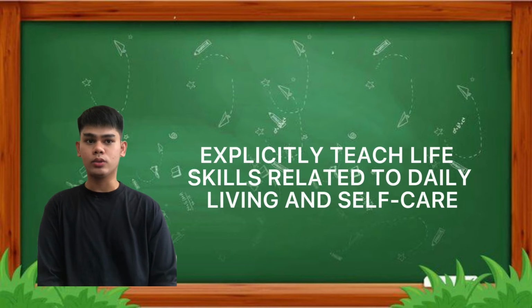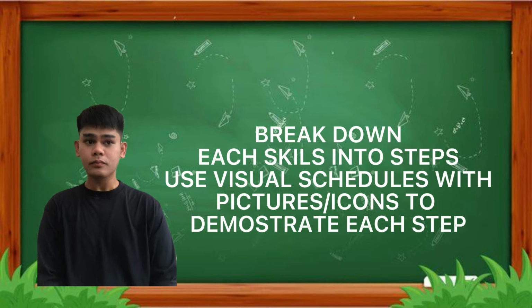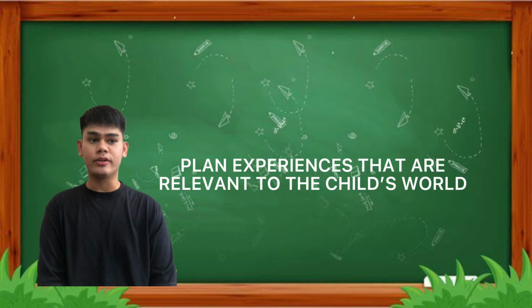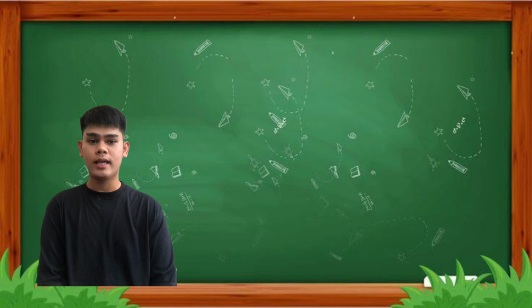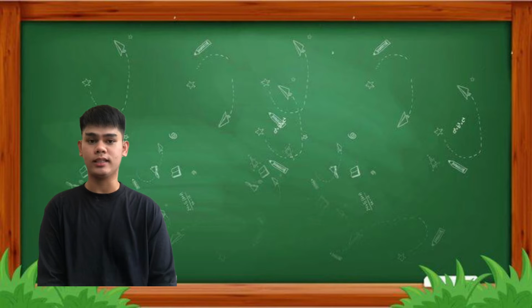The strategy is to explicitly teach life skills related to daily living and self-care. Break down each skill into steps. Use visual schedules with pictures or even icons to demonstrate each step. Plan experiences that are relevant to the child's world. And lastly, find ways to apply skills to other settings such as field trips and other activities.